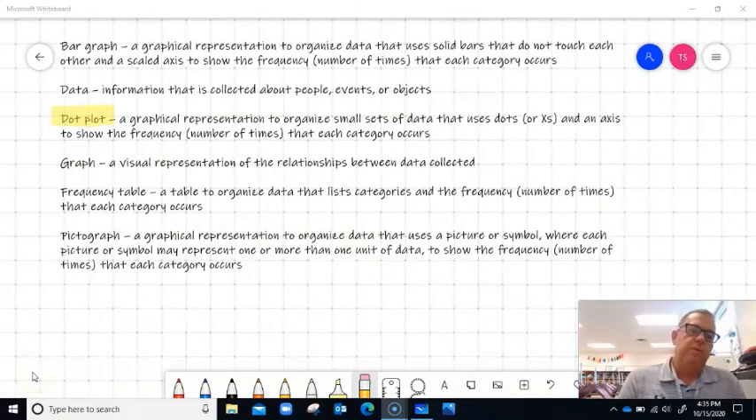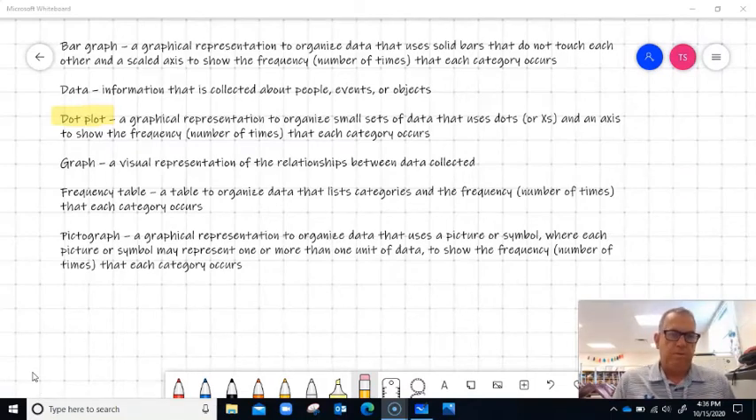Okay, let's go and look at some of the vocabulary for data. And first thing is a bar graph. And you should be familiar with that. Bar graphs are the same things y'all worked with last year in 2nd grade. It's just a graphic representation to organize data that uses solid bars that do not touch each other and a scaled axis to show the frequency, number of times that each category occurs.